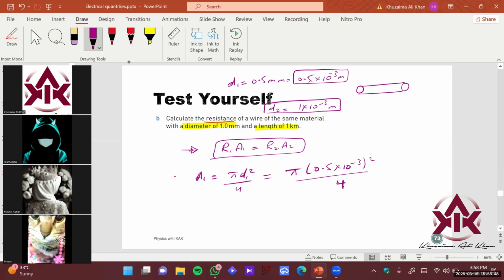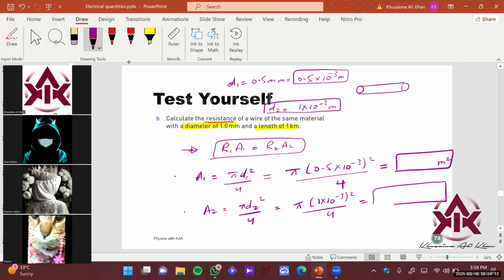What is the answer for A1 in terms of meter square? And then I have area 2, which is pi d2 square upon 4. Let's put the values: 1 exponent minus 3 whole square divided by 4. What is the answer for this, also in meter square? I don't have my calculator right now. What is the answer for A1 and A2? Quickly, anyone?